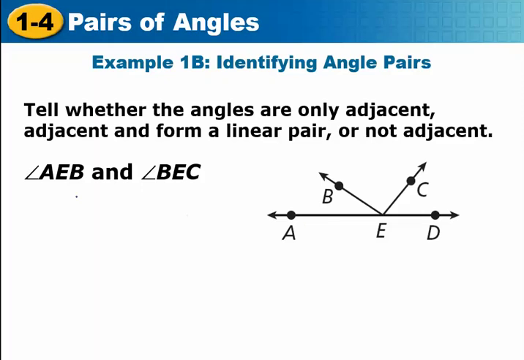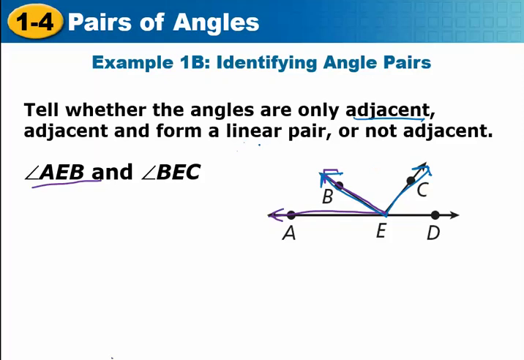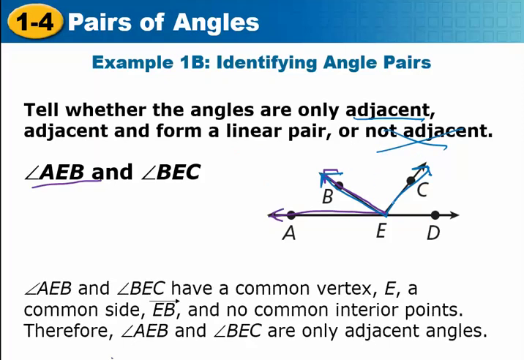Now let's look at this one. Is this the same one? Oh no, it's the same drawing, but we're talking about two different angles. So AEB, I've got the purple pen, so here's AEB. And then the other angle, I'll change my color to blue here, BEC. If they share a common side, they're adjacent. They do, because I drew the purple and the blue on top of each other. So they're definitely adjacent. Do they form a linear pair? Well, no, because this time they didn't make a straight angle. They can't be not adjacent because we already determined that they're adjacent. So in these cases, you're going to say they're only adjacent.